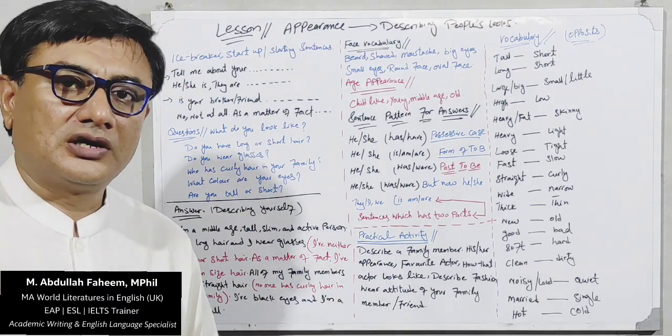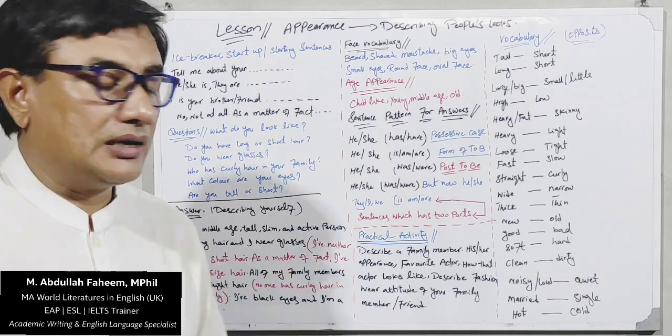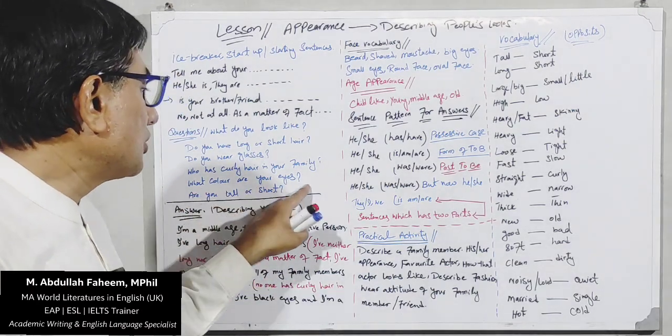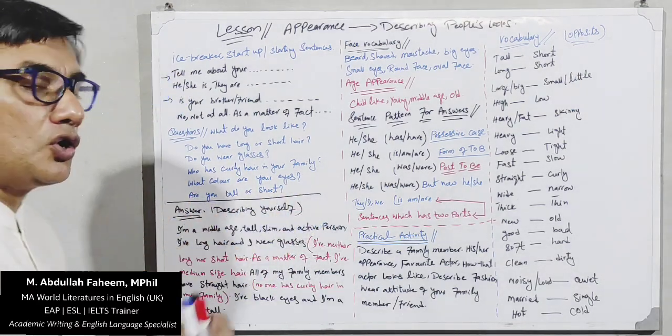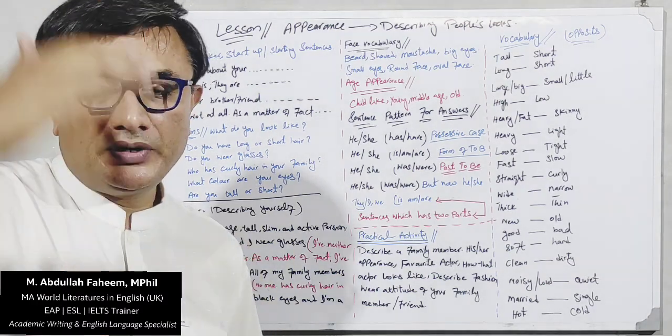What is the color of your eye? Or what's the color of your eyes? And what color are your eyes? And last question is, are you tall or short? आप लंबे हैं या छोटे हैं?